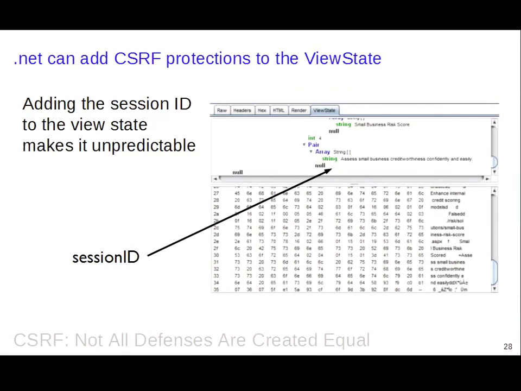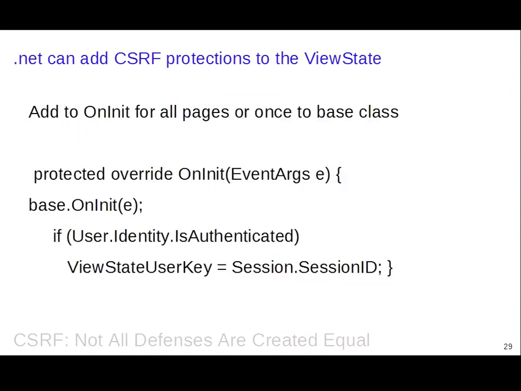What it essentially does is it makes the view state unpredictable, and that becomes your unpredictable parameter. This is how you do it: you put it in the on-init, you just turn on view state user key equals the session ID. And you can also do this in a base class so that you don't have to do it once for every single page.